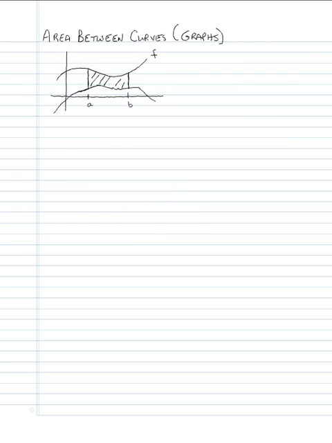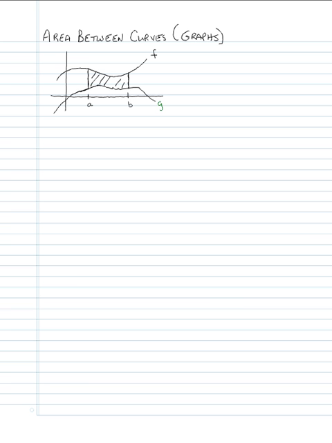We're going to turn our attention to finding area between curves, rather than just under a curve or between a curve and the x-axis. You can see here we have two different graphs, and we're looking for the area of the shaded region. It's bounded on top by the graph of f, and on bottom by the graph of g, and it's between the two x values a and b.